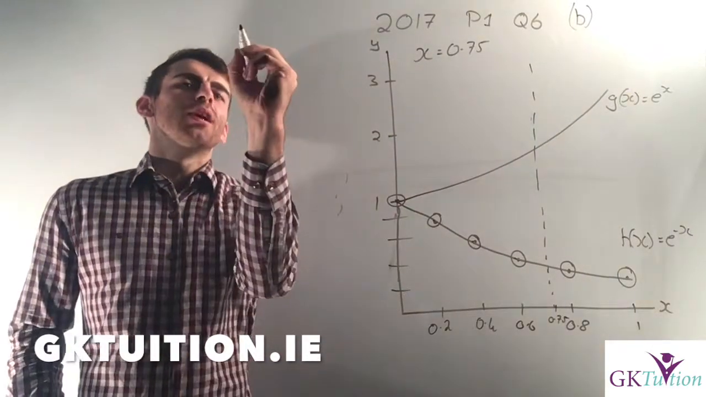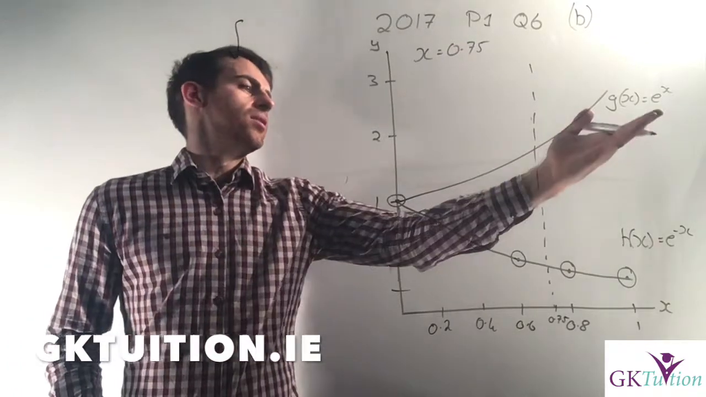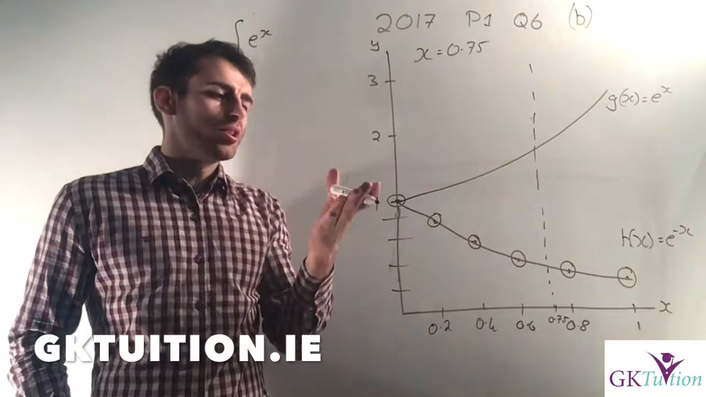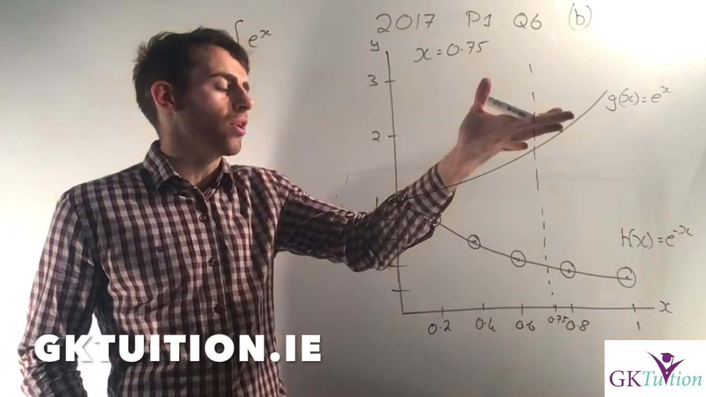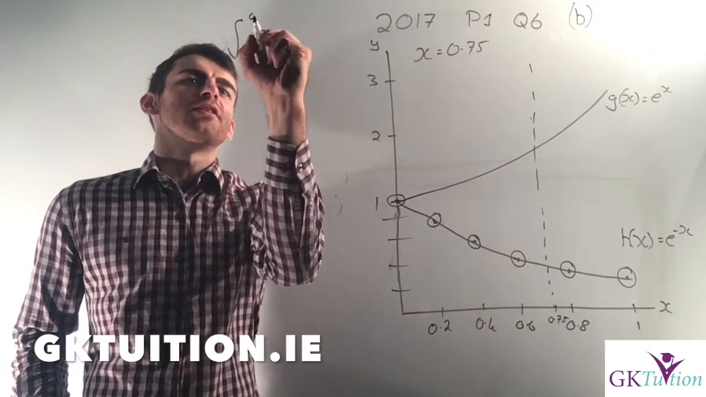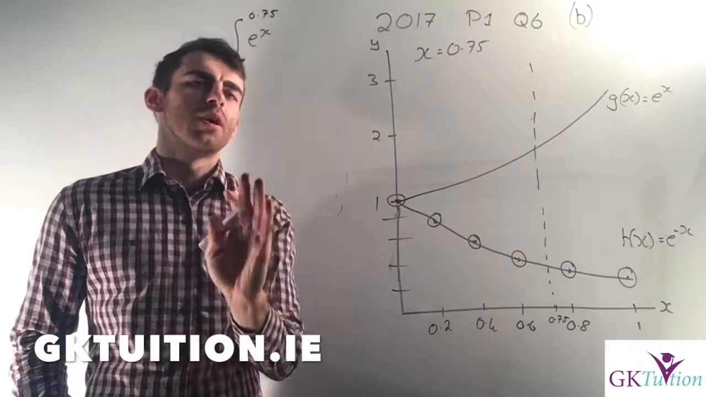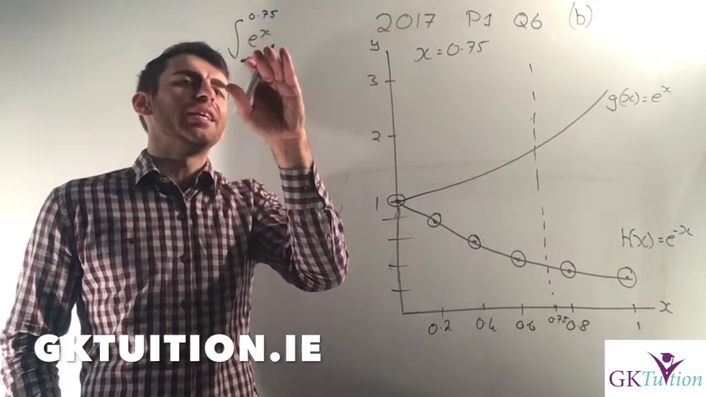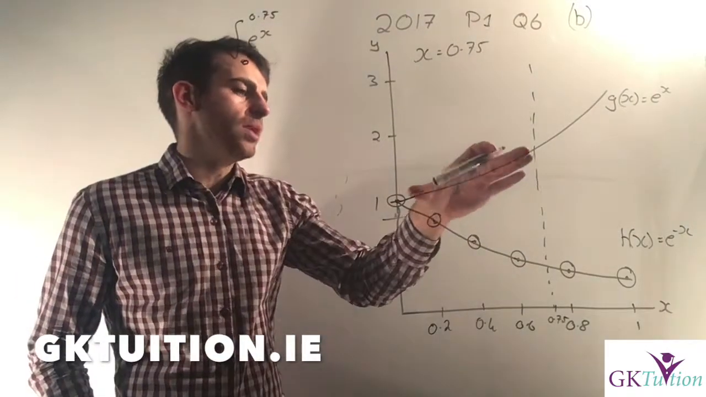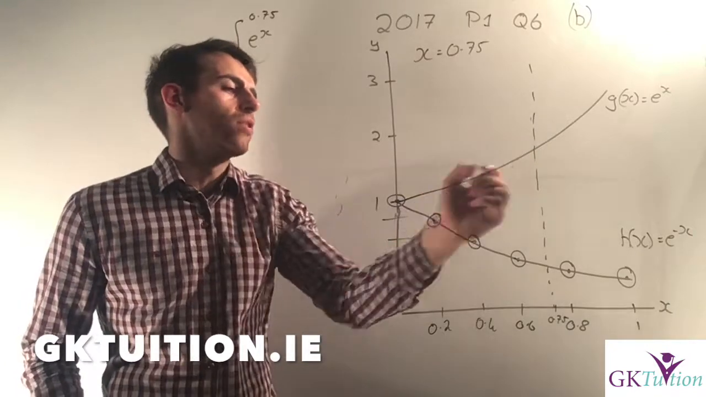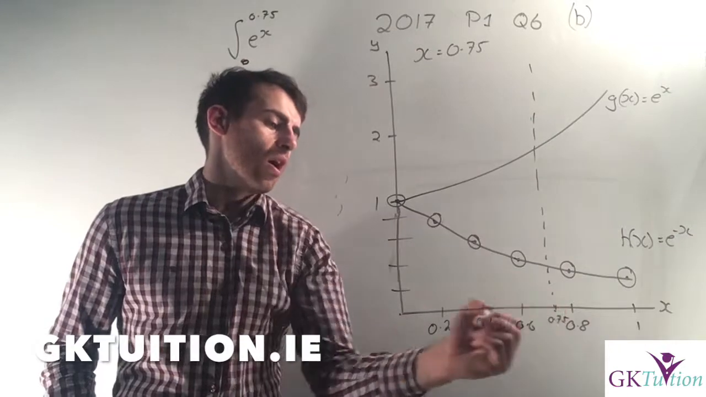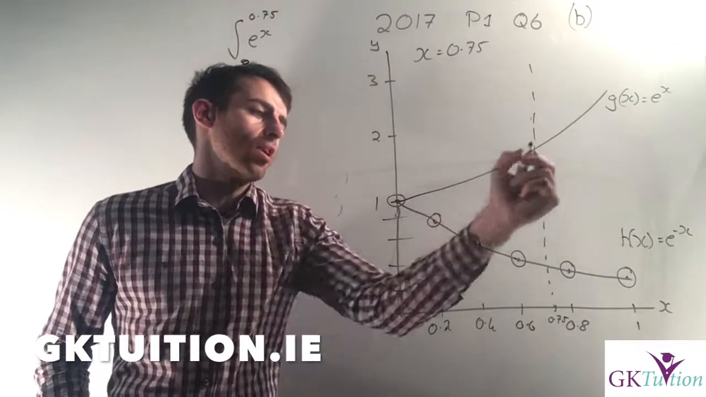So for example, let's say I got the integral of g of x. G of x is e to the x. So if I get the integral of e to the x, what I'm doing is I'm getting the area between the curve and the x-axis. The limits that I'm going to use in this question are 0.75 and 0. So if I got the integral of e to the power of x from 0.75 to 0, that would tell me the area underneath the curve g of x from here to here. So in other words, it would tell me this whole section. I would get the area of this whole four-sided shape.